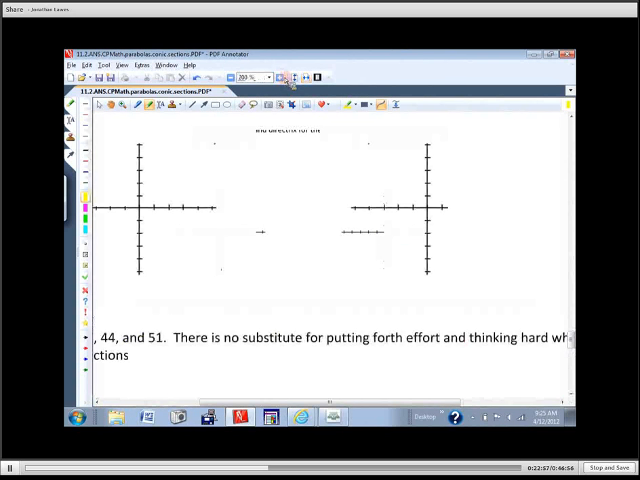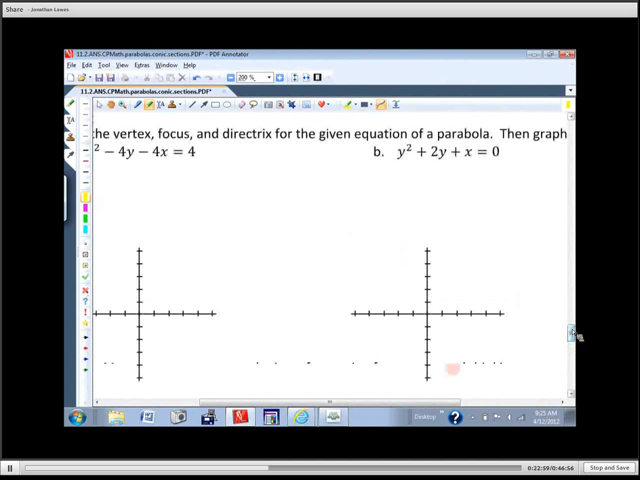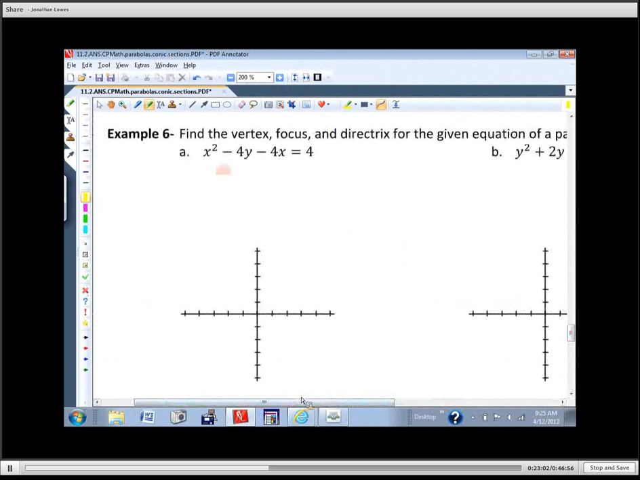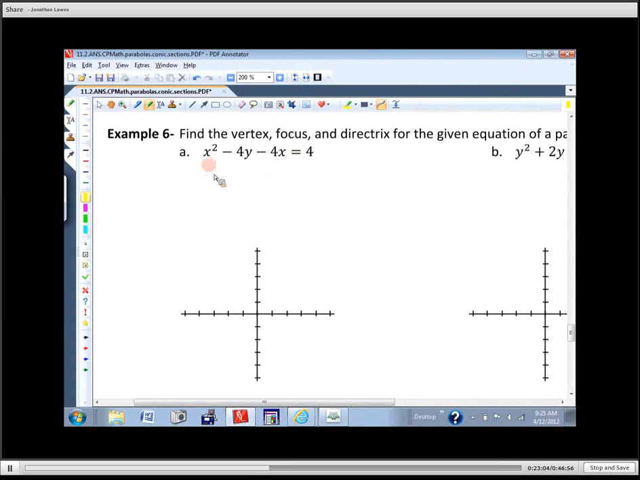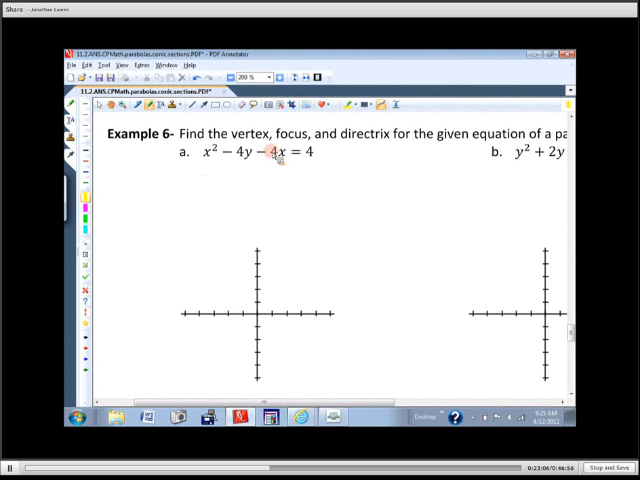So I'm going to make this a little bit larger so you can see the work. Okay, which variable squared? X is squared. This is either going to open up or down. You can't really decide until you're done. So here's what we're going to do. We're going to collect the stuff with x's on this side. So x squared minus 4x. And then I'm going to move this to the other side. So that's going to be a plus 4y plus 4. Does everybody see that all that stuff was in there to begin with?